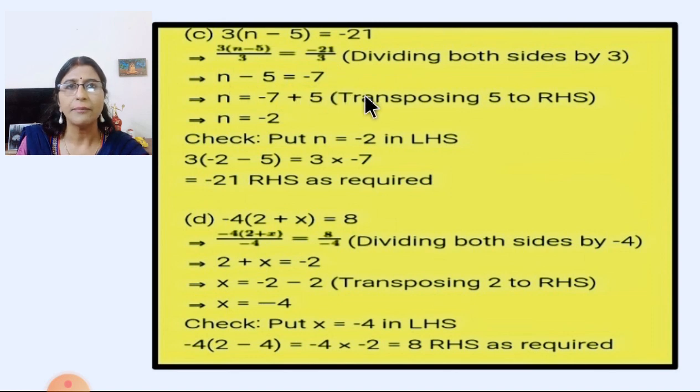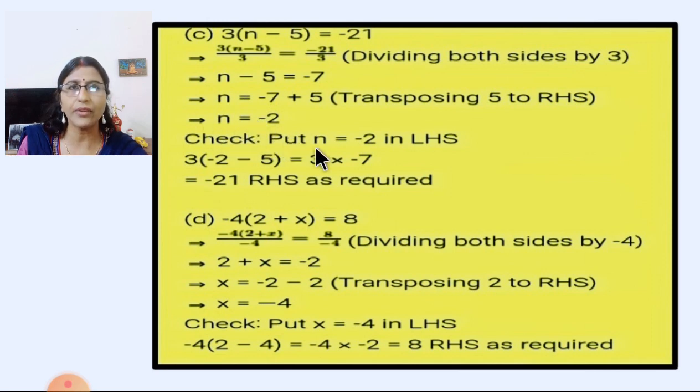Now by transposing 5 to the right side, we are using the second method, that is the transposing method. So minus 5 will become plus 5. Now what we are going to do? Minus 7 minus 5 is 2, and 7 is the bigger number, so here the minus sign will come. So n is equal to minus 2.